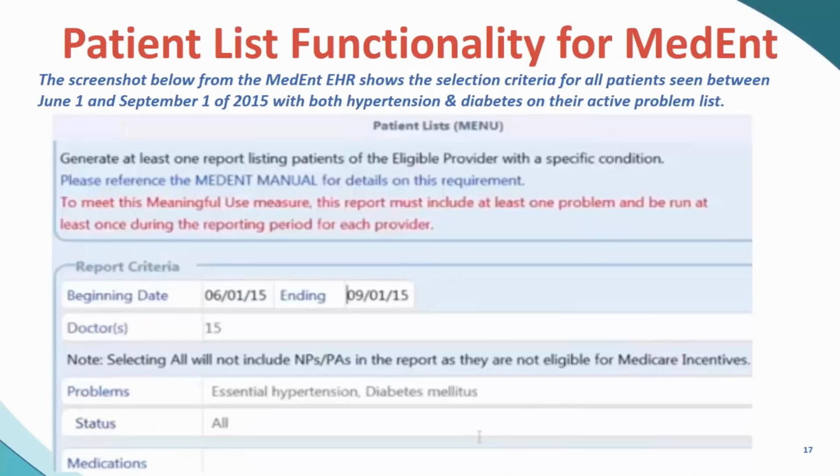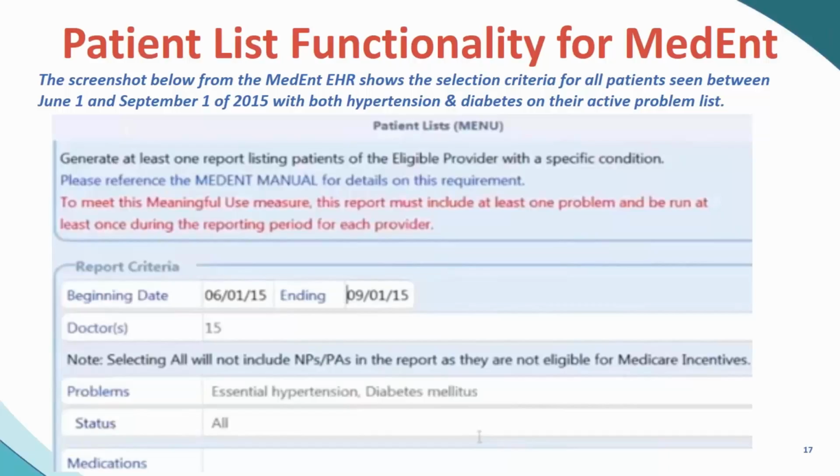So let's focus on the patient list functionality. This is a screenshot from the MedEnt EHR. It's got a very simple interface. You enter a beginning date and an end date. You can leave those blank. You can specify whether the patient has seen a specific doctor, or you can open it up to all. If you leave that blank, it'll be all doctors in the practice. And then you can list your problems. Here we focused on essential hypertension and diabetes. Those are the only 2 problems we listed.